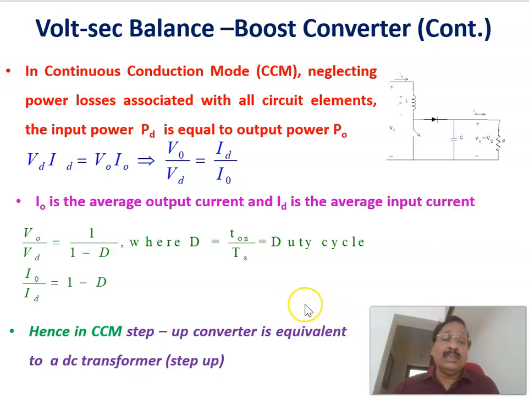Therefore, the output voltage is more than the input voltage. It is equivalent to a DC step-up transformer when operating in continuous conduction mode. Therefore, V0 by Vd equals 1 by 1 minus D, and I0 by Id equals 1 minus D, where D is the duty cycle, on period divided by the total time period Ts.